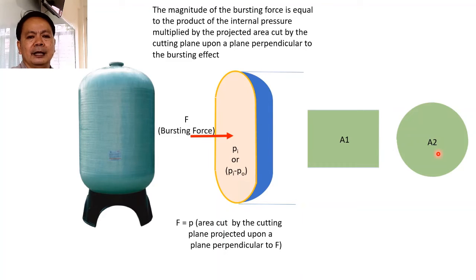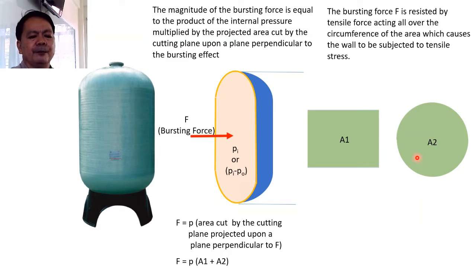So that the total bursting force shall be equal to the product of the pressure inside multiplied by the sum of area sub 1 plus area sub 2, where area sub 1 is the rectangular part of the cross section, and area sub 2 is the total area of the upper part and the lower part, which in this case is in the form of a circle. Kaya pag kinumpit natin yan, area ng rectangle plus area ng circle. And therefore, the bursting effect shall be acting all over the circumference of the area, which causes the wall to be subjected to tensile load.